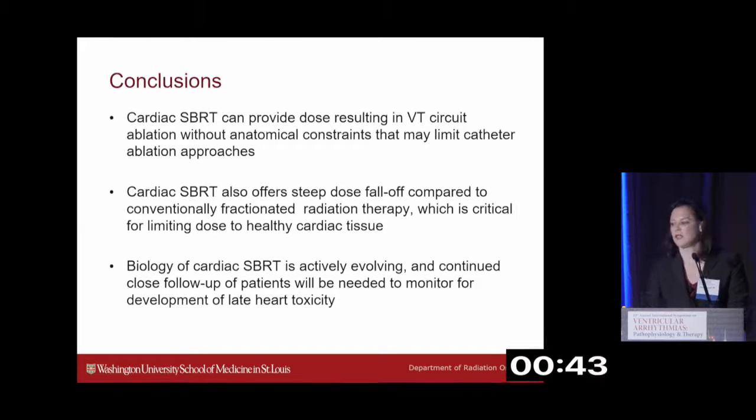So in conclusion, cardiac SBRT can provide dose resulting in VT circuit ablation without the anatomical constraints that may limit certain types of catheter approaches. Cardiac SBRT also offers very steep dose fall-off compared to conventional radiation therapy, and this is critical for limiting dose to healthy heart tissue. The biology of cardiac SBRT is actively evolving, and we will need to continue to follow these patients closely to monitor for the development of late heart toxicity.